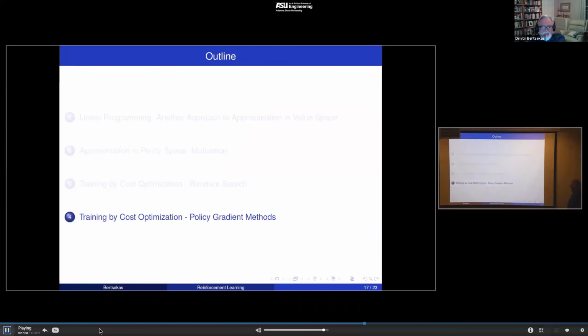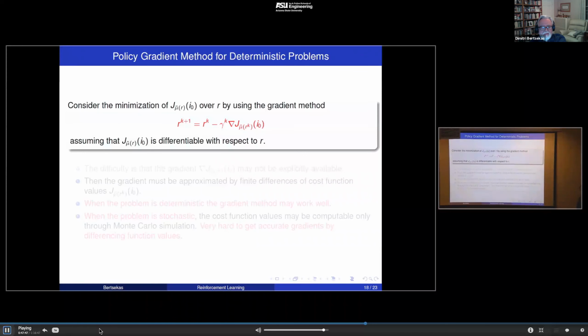Okay, I'm going to go now into policy gradient methods. It's our last topic here. Here, instead of using some kind of randomized gradient, we look at the real gradient. In particular, remember that we parameterize policies with parameter vector r. We consider the cost of the policy for a given initial condition. Let's focus on a fixed initial condition for the moment.